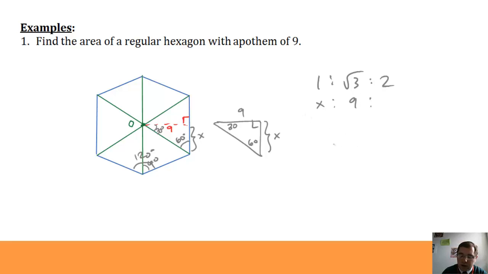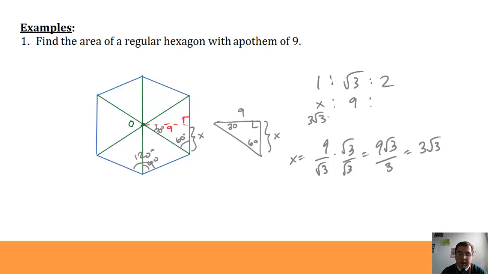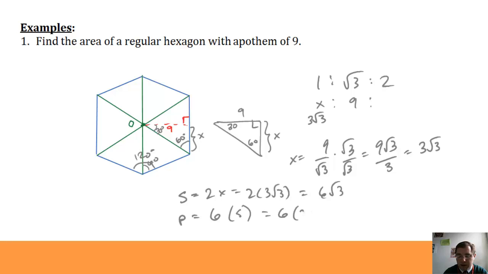That's what I'm going to try to find. What do I do? If I have the middle, I want to find the one on the left, I divide by radical 3. But dividing by radical 3 means I have to get rid of that radical on the bottom. I get 9 radical 3 over 3, or just 3 radical 3. So that's X. 3 radical 3. So the length of a side is going to be 2 times X, or 2 times 3 radical 3, or 6 radical 3. The perimeter, since it's a hexagon, is going to be 6 times the length of a side, or 6 times 6 radical 3, which is 36 radical 3.